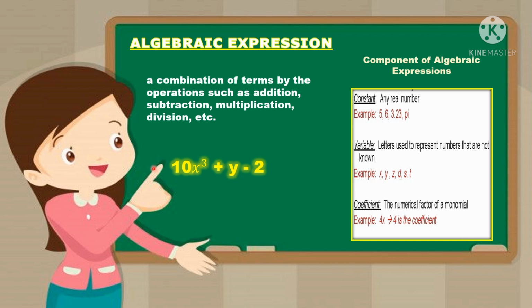So what is a variable? A variable is any letter used to represent numbers that are not known. So any alphabet or any letter from the alphabet, for example x, y, z, d, s, t. Coefficient is the numerical factor of a monomial. For example, 4x. So 4 is the coefficient.